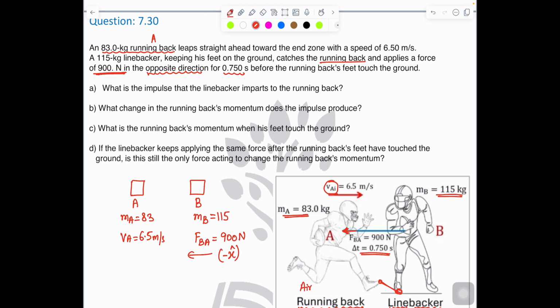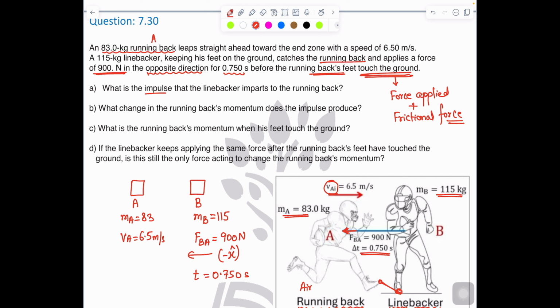Applied a force of 900 Newton in the opposite direction for a time of 0.750 second before the running back's feet touch the ground. Okay, in the first case he is in the air, and when he applies the force, now he touches the ground. Whenever he touches the ground, there are two forces: the force applied, plus there is a friction force also. Just keep this in your mind.